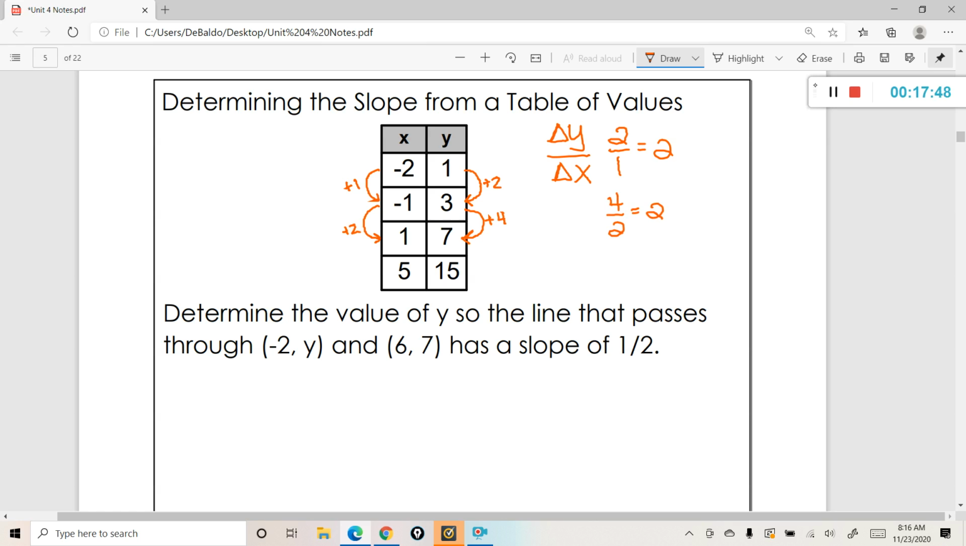So it's pretty consistent. It's going to work the same way here. The change in my y is going to be positive 8, and the change in my x's is going to be positive 4, which would give me 8 divided by 4, which again gives me a slope of 2. So the slope of the line being represented by this table of values is 2.